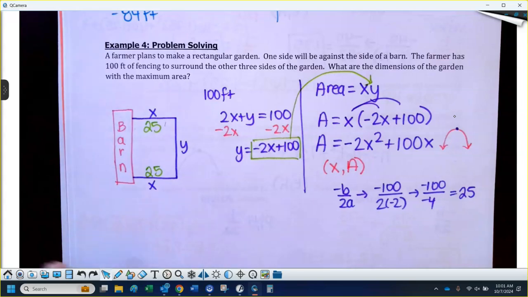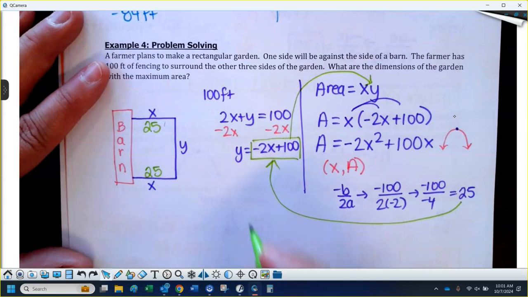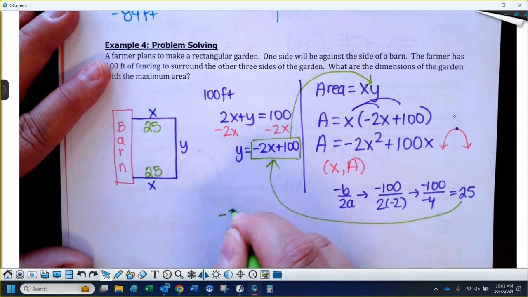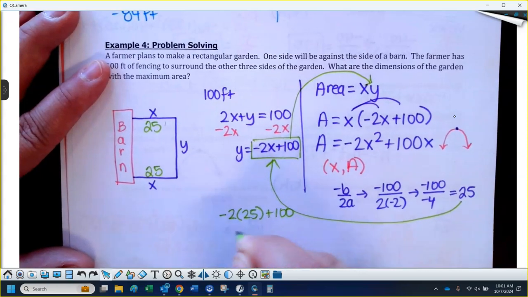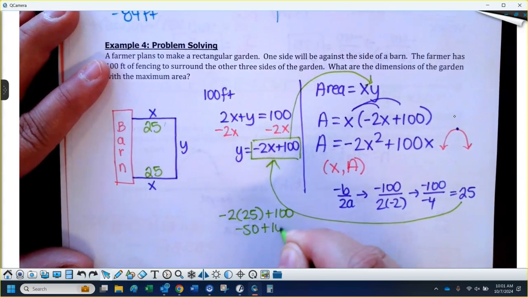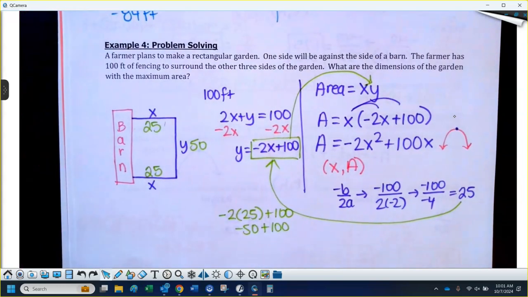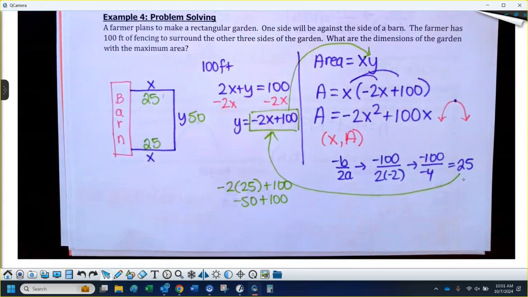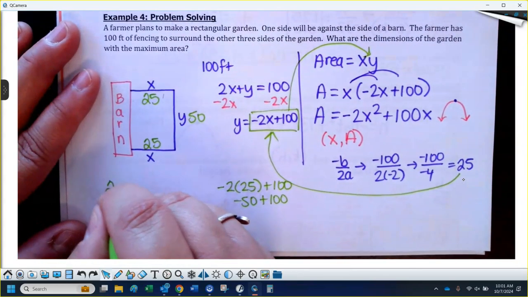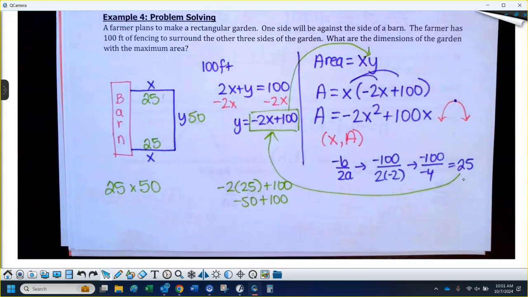And to get the y value, I am just going to plug 25 right in there. So the other side of that fencing, we'd have negative 2 times 25 plus 100, which would be negative 50 plus 100. So this side would be 50. So if they just ask you for the dimensions of the garden that would maximize the area, I would say this is 25 by 50. Those are the two dimensions that would maximize it.